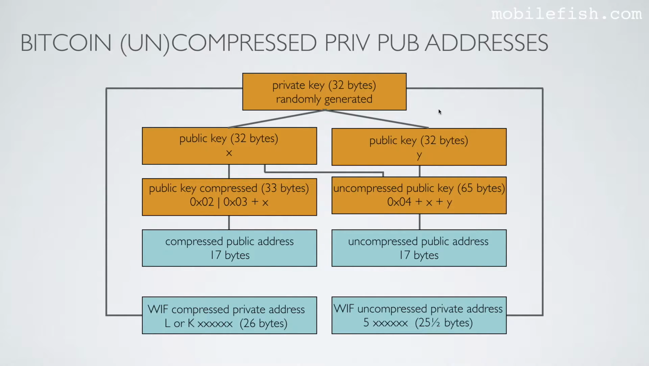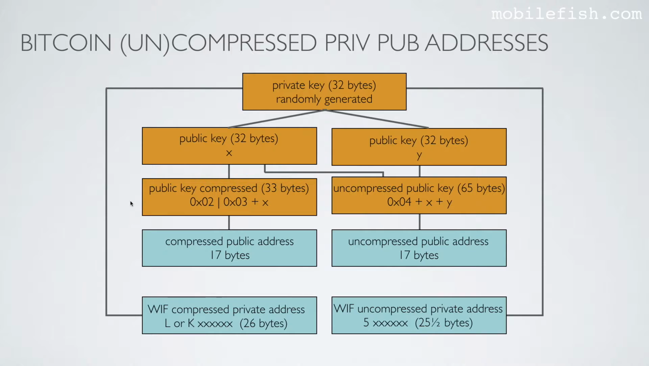First, we start with a randomly generated private key, which is usually 32 bytes long. The private key is used to generate the public key, and the public key consists of an X value and a Y value. If you do not understand why the public key consists of an X and a Y value, please watch part 11 of the blockchain tutorial series. The X value is 32 bytes long, and the Y value is also 32 bytes long.